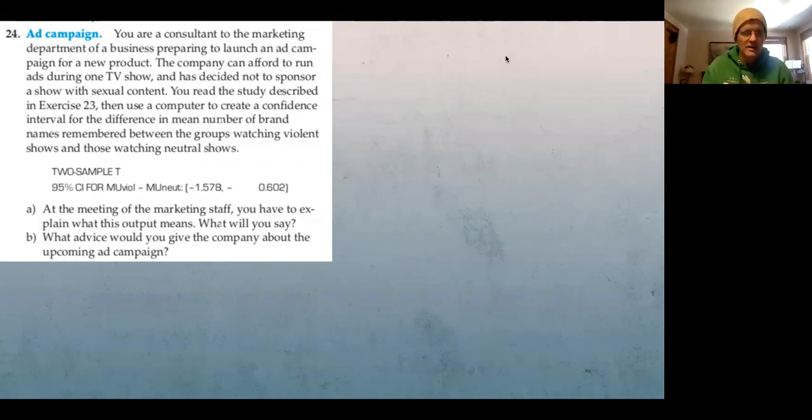They just give us the confidence interval that shows us the difference between the average number of brands remembered after watching a violent show versus the average number of brands remembered after watching a neutral show. And looking at this, what would you say? Does it seem like we have any conclusive evidence that one is preferred?